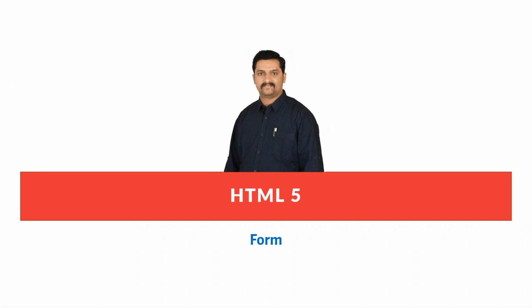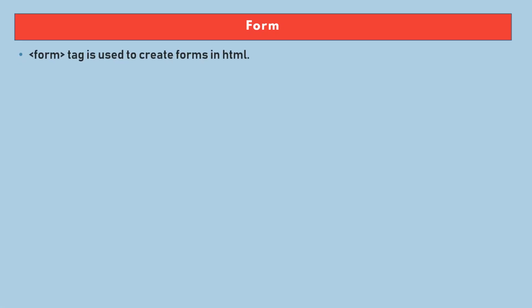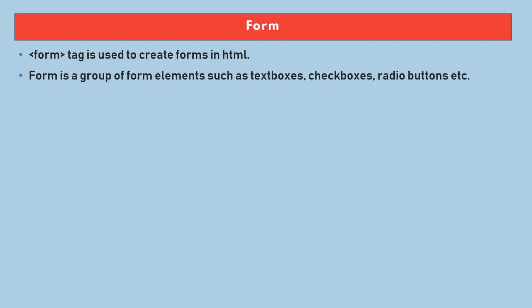Okay, now in HTML5, let us understand the forms topic. What exactly is a form? A form is a collection of form elements used to collect data from the user. In order to create the form, the form tag is used. A form is a group of elements to collect the data from the user.